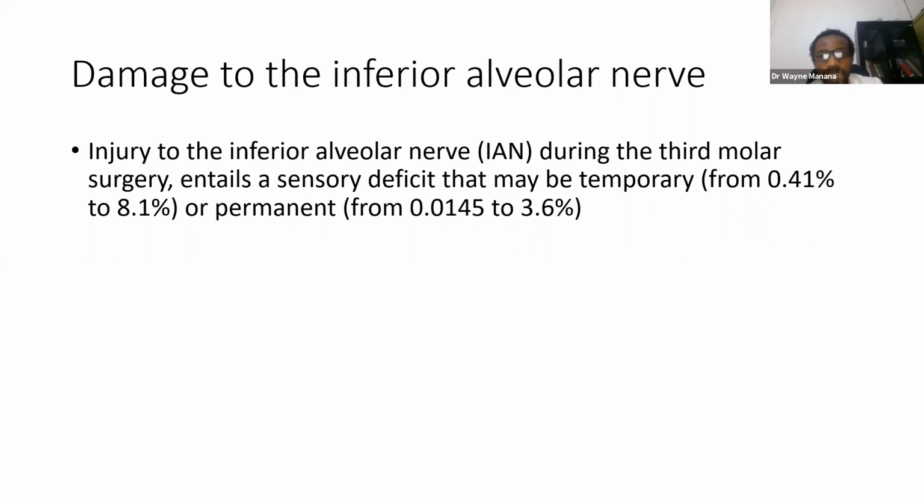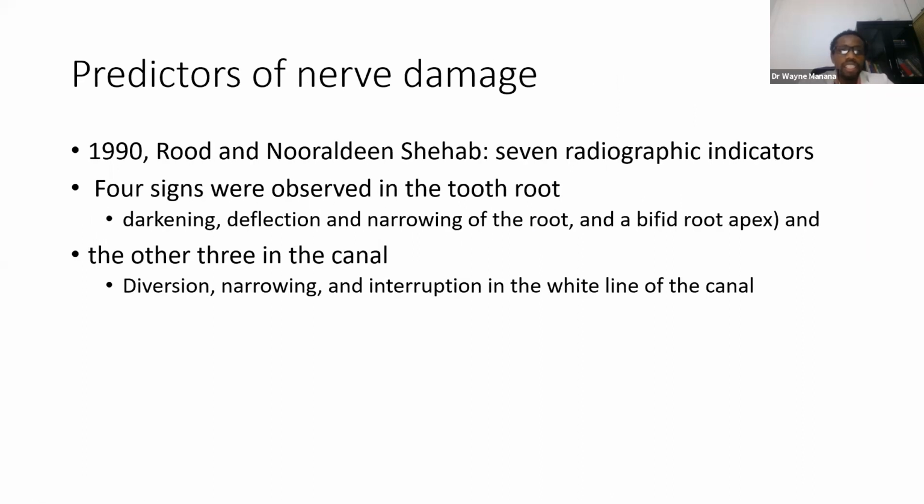Some authors have reported an incidence of up to 10% actually, with permanent injury up to 3.6%. And now the fact that this is devastating, we need to be able to predict which patients will end up with damage to the inferior alveolar nerve. Rood and Noraddin Shehab in 1990, they came up with 7 radiographic indicators of the possibility of damage to the inferior alveolar nerve. So 4 of their signs were observed on the tooth root on an X-ray, and the other 3 in the canal.